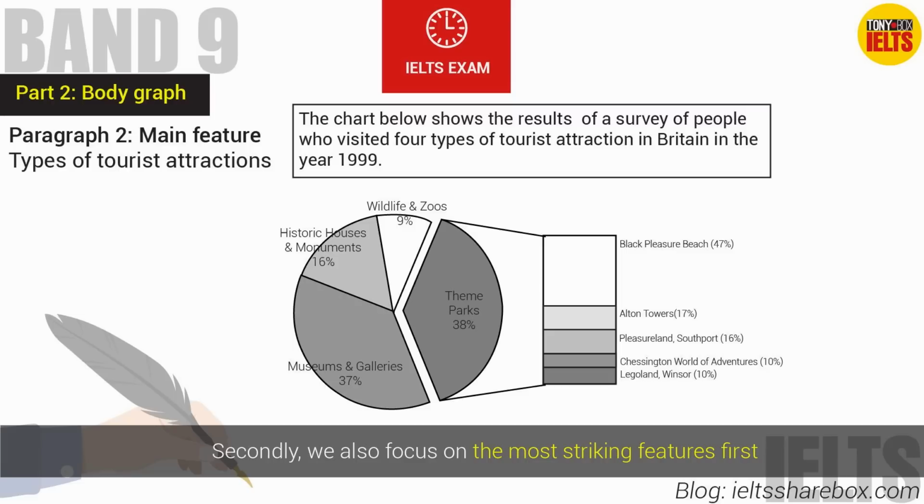Secondly, we also focus on the most striking features first. Hence, we analyze the percentage of visitors in descending order, from the theme park to the wildlife parks and zoos. It is noted that you should remember to vary your language used.